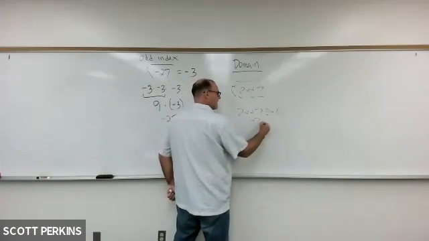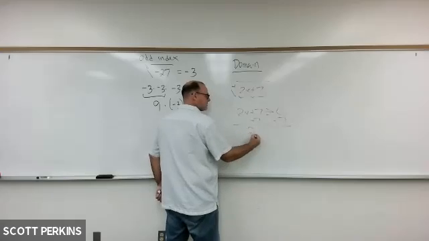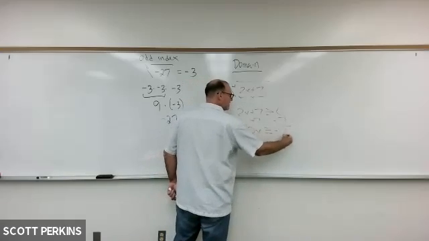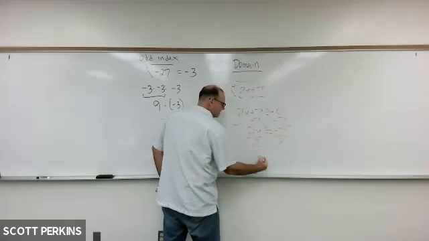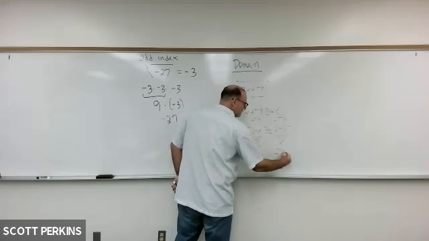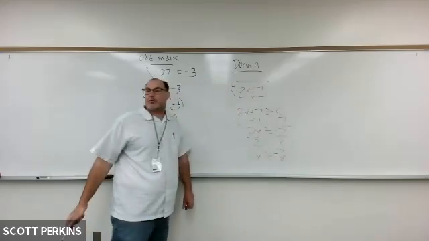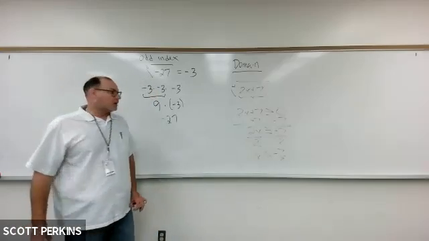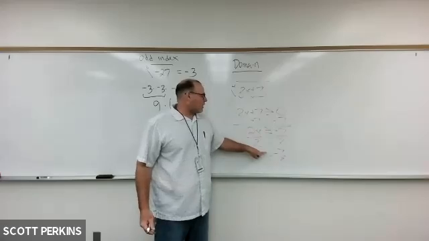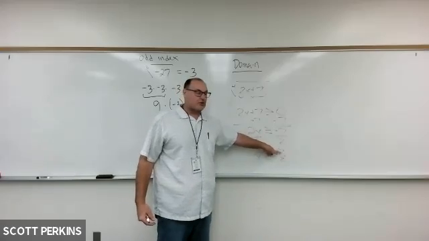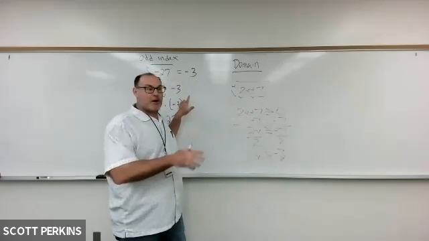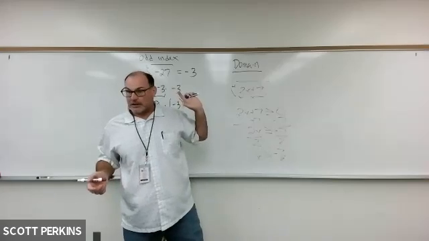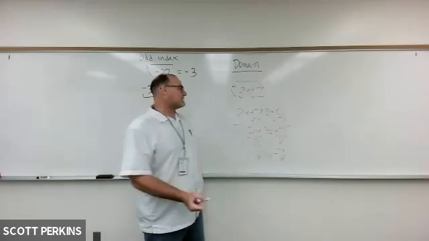So I'm going to subtract 7. And I get 2x is greater than or equal to negative 7. I'm going to divide both sides by 2, and I get x is greater than or equal to negative 7 over 2 or negative 3.5, whatever you like. So once again, all of my values are bigger than negative 7 over 2. Is that the lowest part or the highest part? The lowest. If everything's bigger, that means that's the lowest.